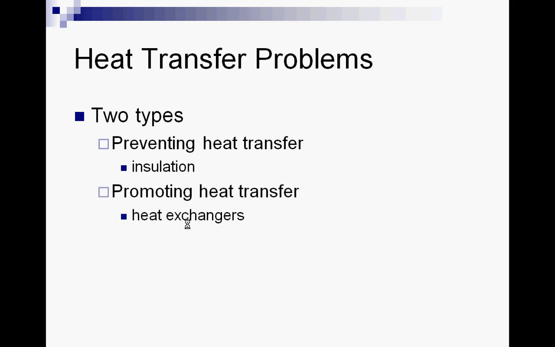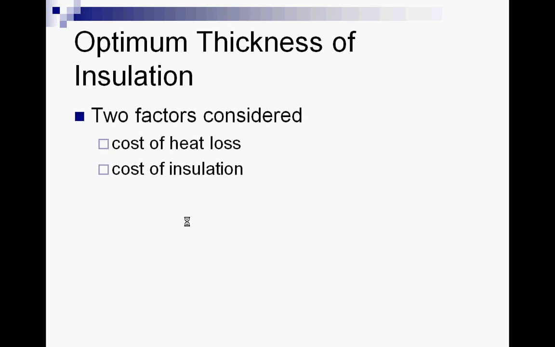Now, generally speaking, heat transfer problems are of two types. You have those that prevent heat transfer, such as a thermos or a water heater, where you want to insulate it so that heat doesn't escape into the atmosphere. And the second type of problem is when you promote heat transfer, such as heat exchangers. As I mentioned, the remainder of the course is on heat exchangers. So we'll mention very briefly right now about insulation, and then we'll stop there. When choosing insulation, i.e. when preventing heat transfer, there's two factors that we have to consider. There's the cost of losing heat into the atmosphere, and the second cost is of course the cost of insulating so we don't lose heat.